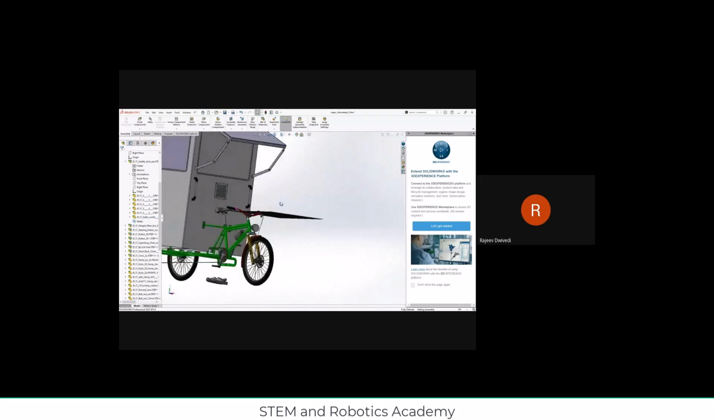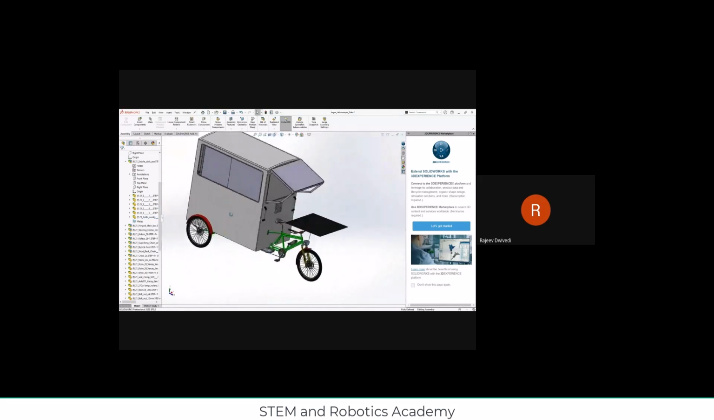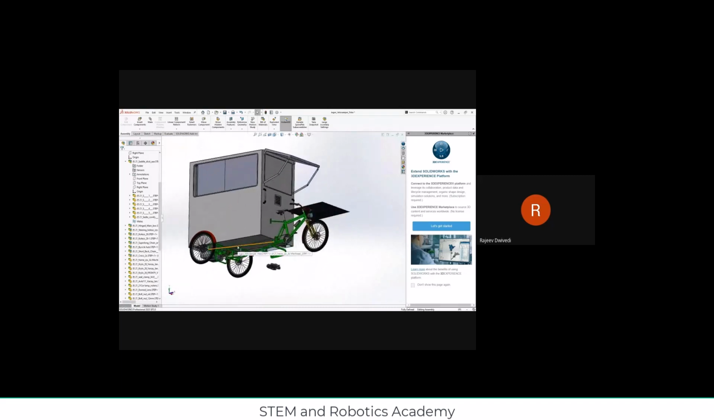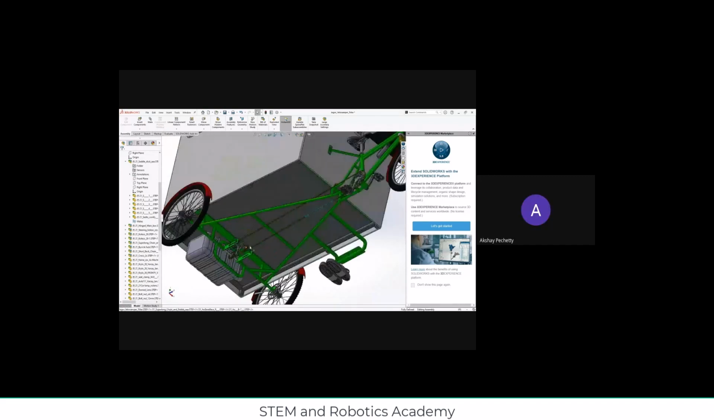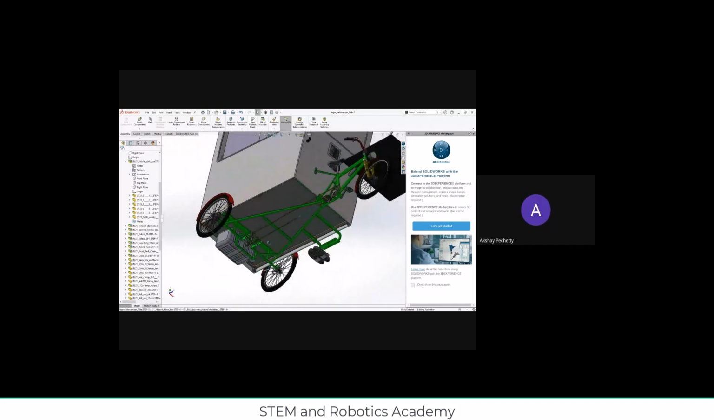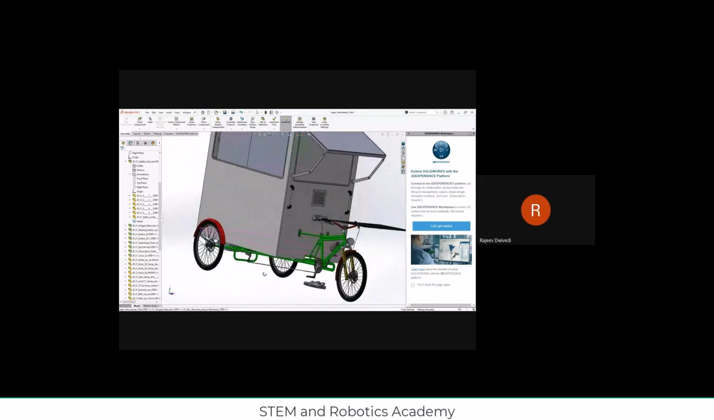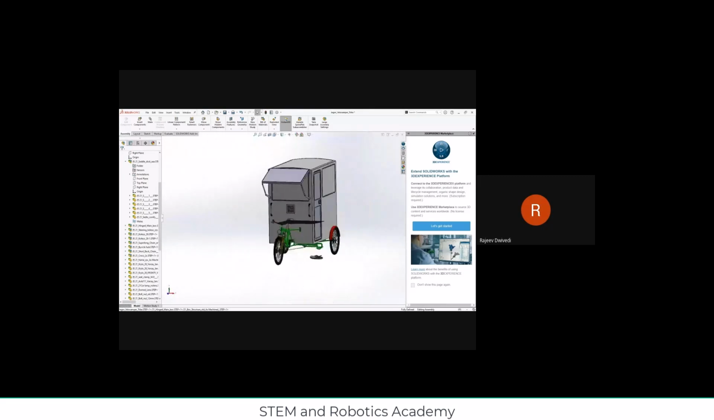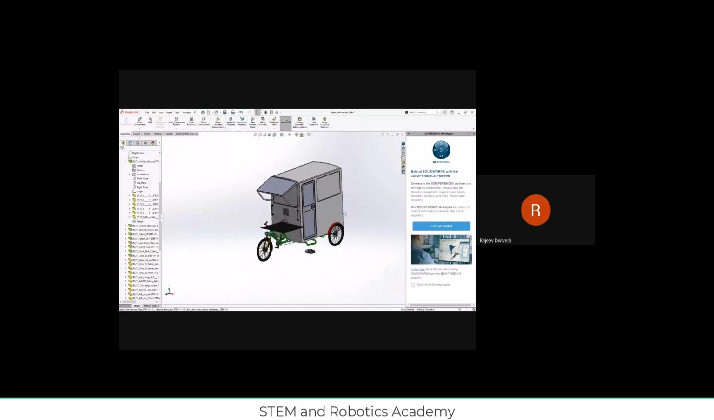I'm sure you would have seen a rickshaw somewhere, maybe in movies or in real life. Yeah, I've seen one. Okay. I don't know if you all go camping or not, but there are a lot of camping enthusiasts. This person tried to make a very eco-friendly camper.